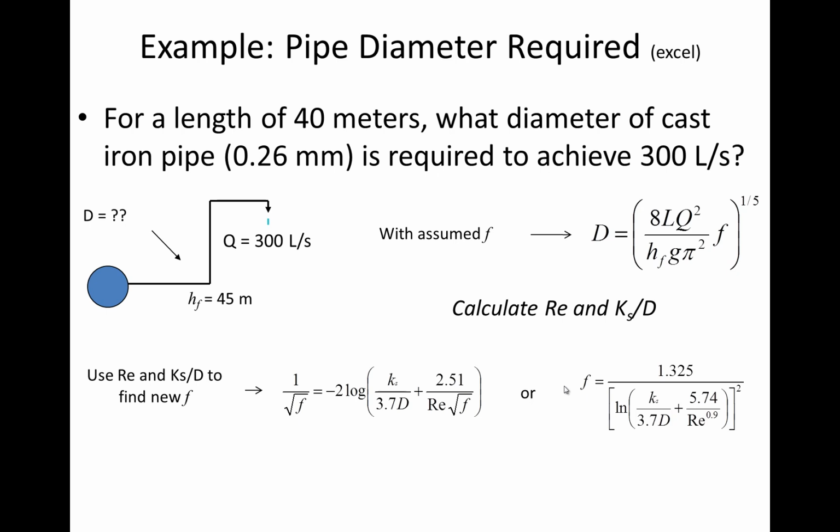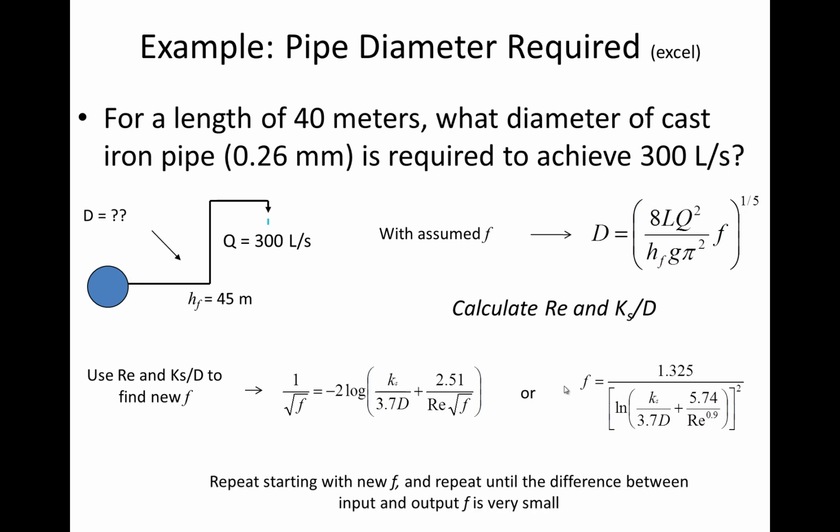If they're not perfectly equal, that means our solution hasn't converged and we need to iterate. We need to repeat again, starting with some new f. And this time we won't pick some assumed f value from thin air. We'll start the process over again with this newly calculated f value. And we'll continue to repeat that cycle until the difference between our starting f and our final f in each cycle is very small. And that small difference tells us that we have converged.